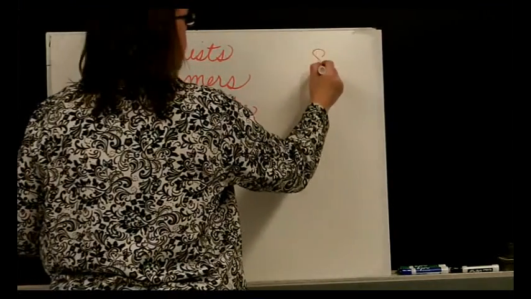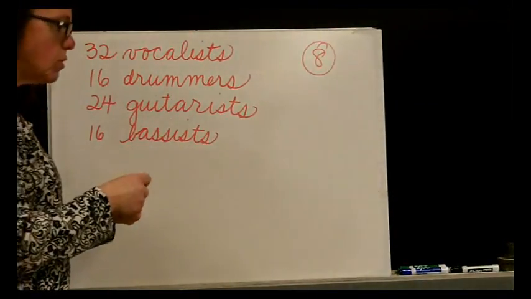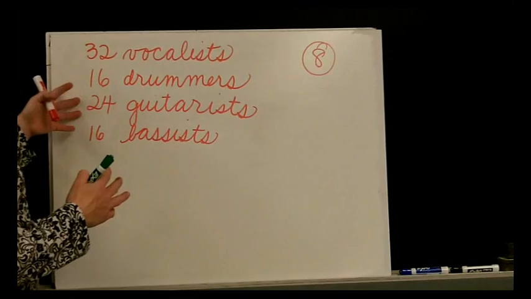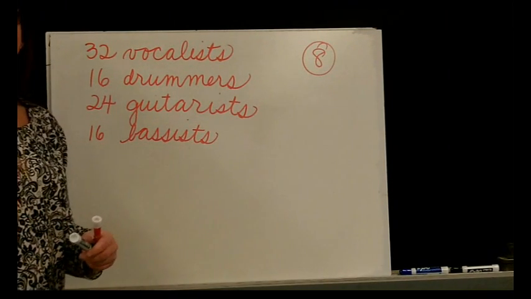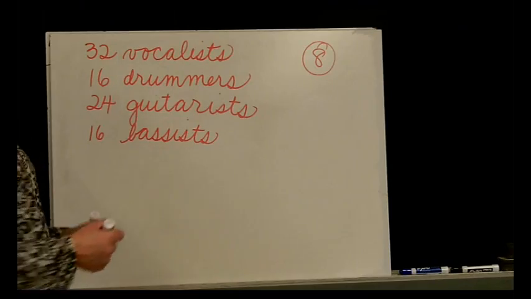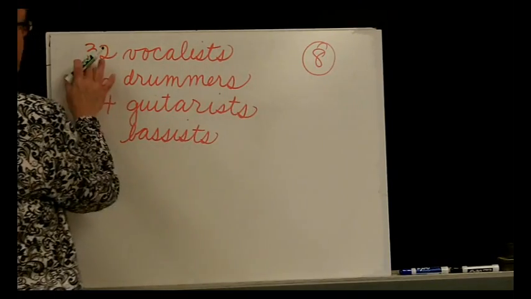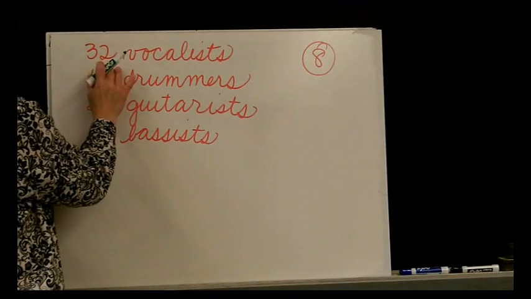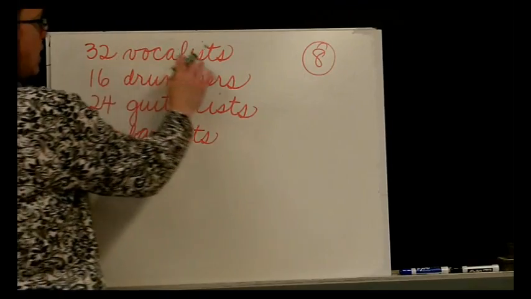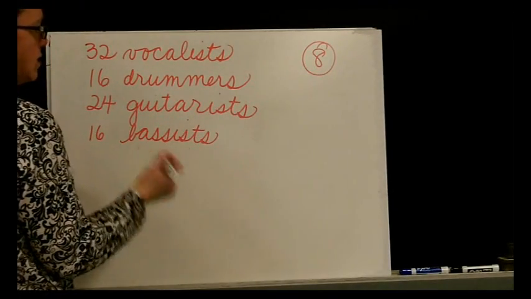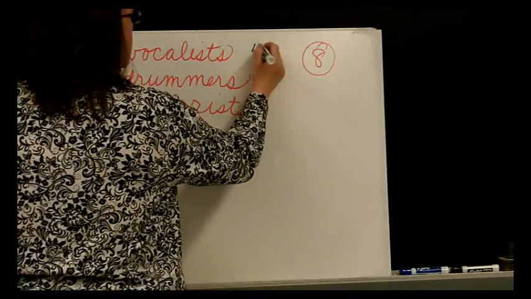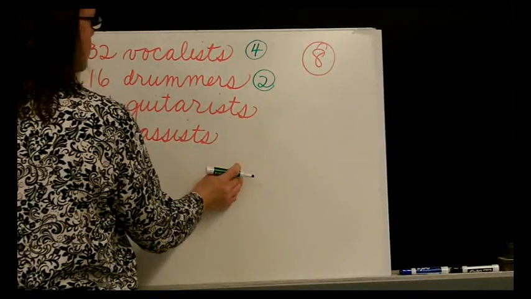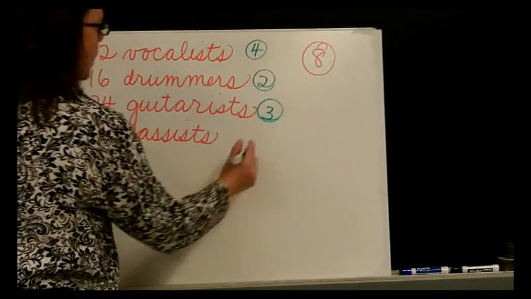Now we know that we can make 8 identical bands. So if we wanted to know how many of each group of musicians there were in each band, what we would need to do simply is divide each of these numbers by 8. So these 32 vocalists have to be divided evenly into the 8 groups. So that means each band will have 4 vocalists, 2 drummers, 3 guitarists, and 2 bassists.